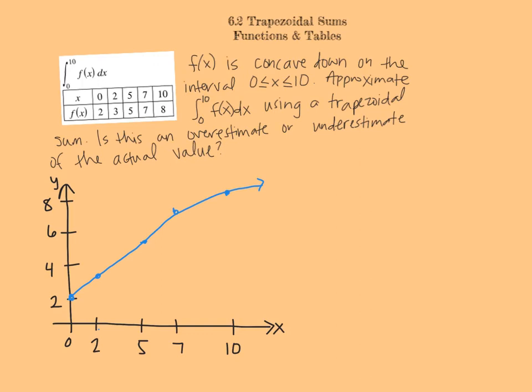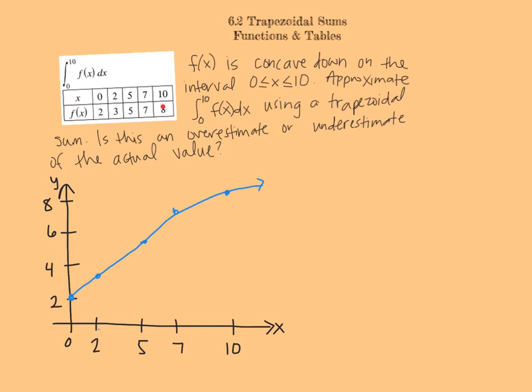Okay, our last example is from a table, which I hastily have put into a function form. Again, this table only gives us values at these 5 points. It doesn't tell us the connectivity of the function. So I'm saying that our function is concave down. I tried to draw it as concave down as I could. It kind of has an arc. It's pretty linear here, and then it turns to concave down, like opening downwards. And then we want to approximate the integral from 0 to 10 using a trapezoidal sum.